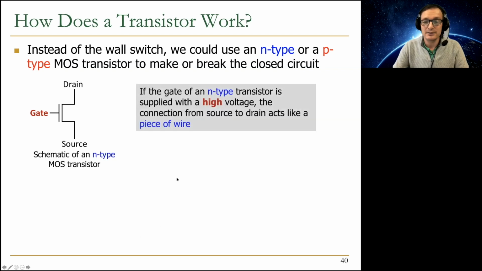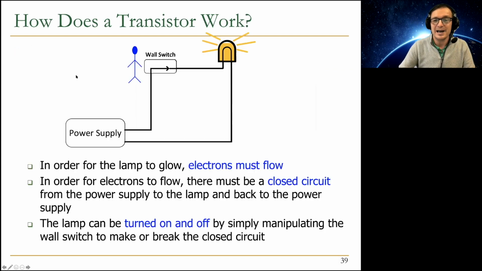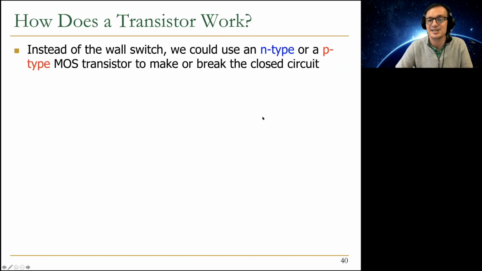The reason it works is if the gate of an N-type transistor is supplied with a high voltage, if you put high voltage over here, the connection from the source to drain acts like a piece of wire, meaning you get a closed circuit. If I have an N-type transistor over here, and I apply high voltage to the gate, this is what will happen. If I apply 0 voltage to the gate, this is what will happen. It will not work. The light will not glow, basically. So that's the idea.